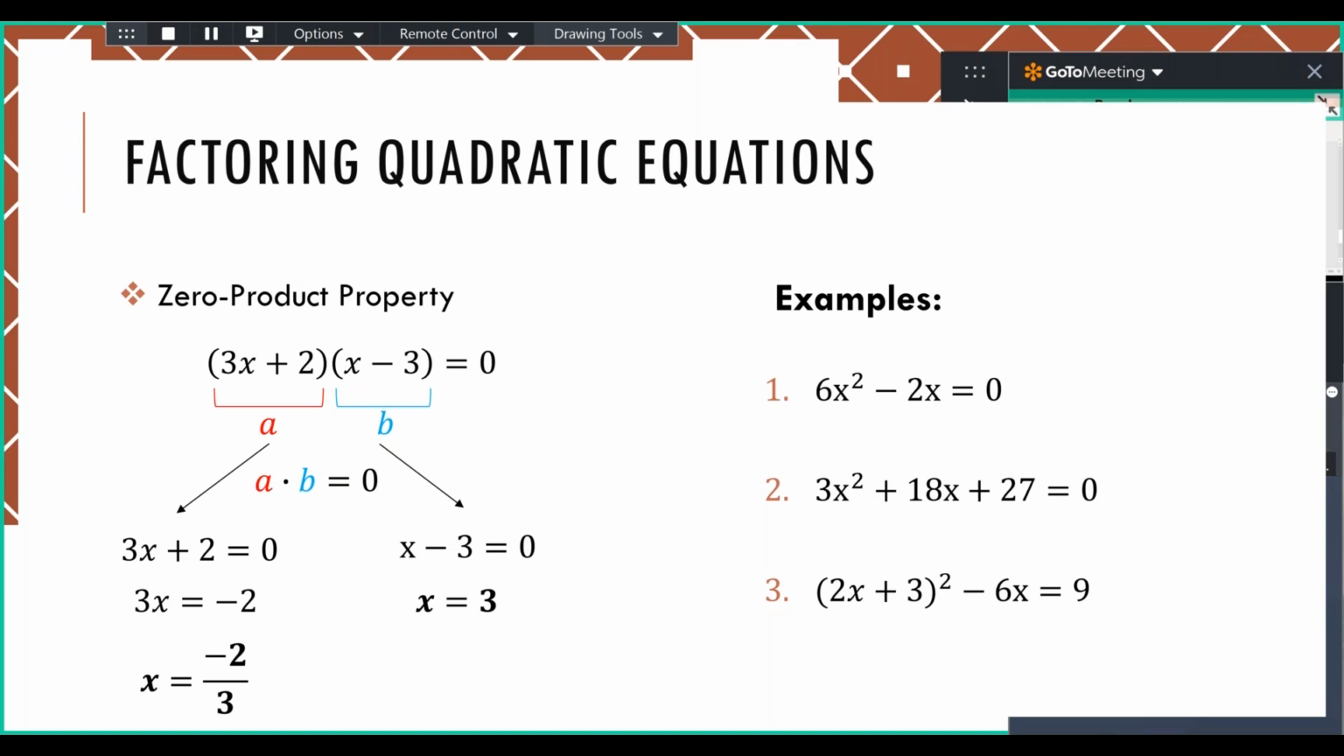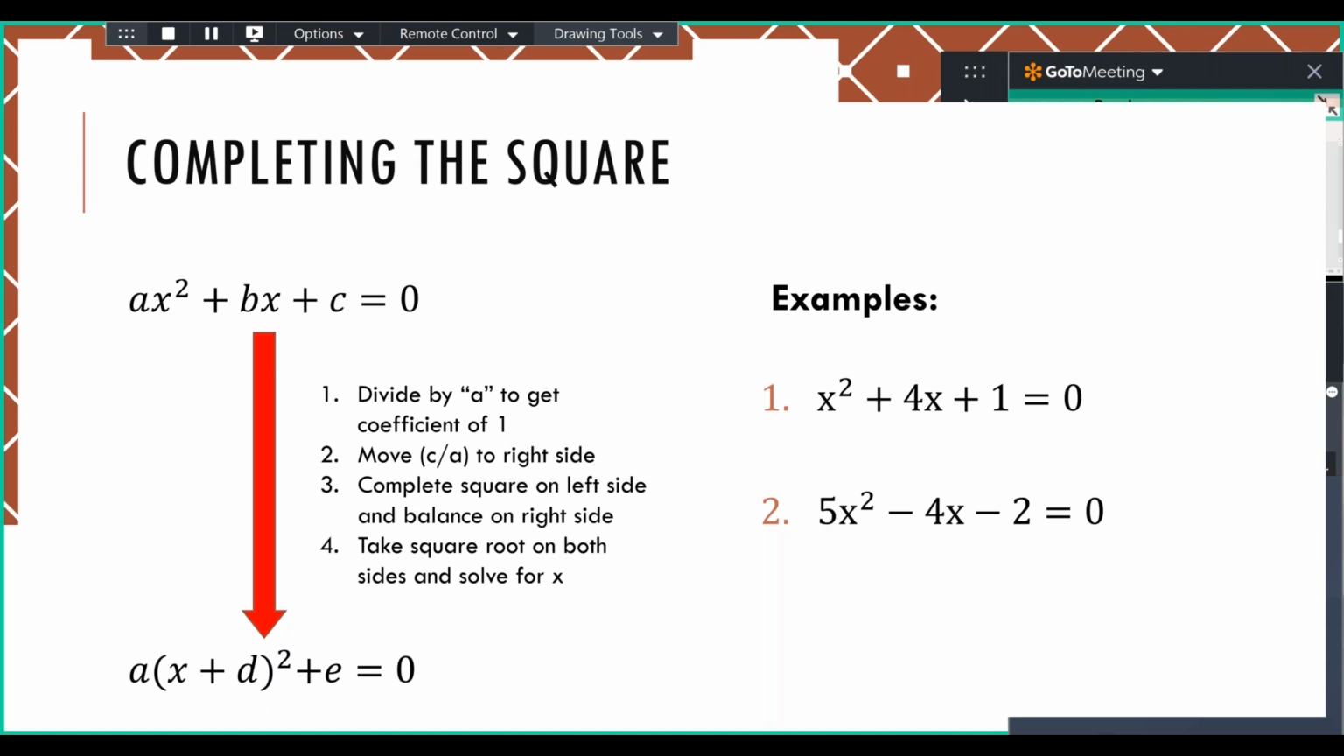Now to just go back to the PowerPoint. So here we basically finished these examples, and now our next topic is going to be completing the square. So this is a slightly more complicated topic, but it uses a similar idea to factoring.